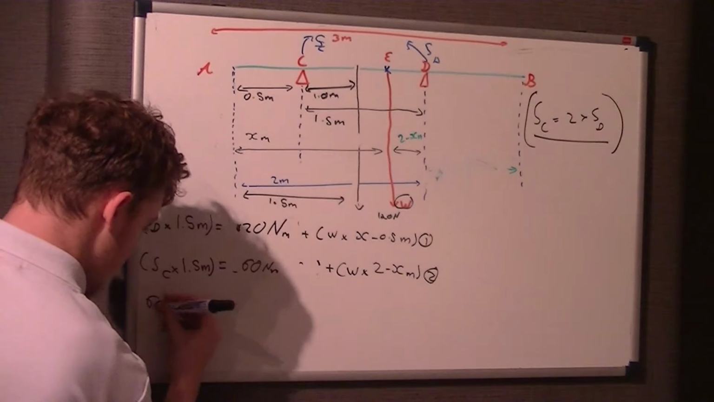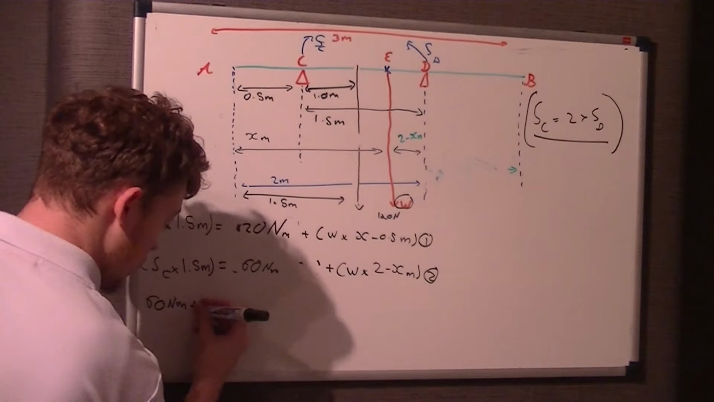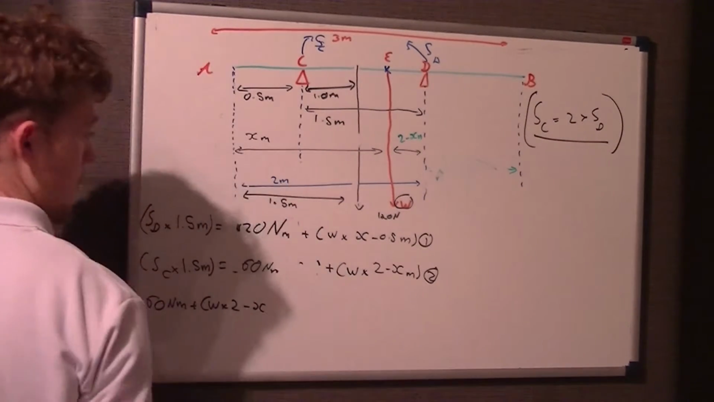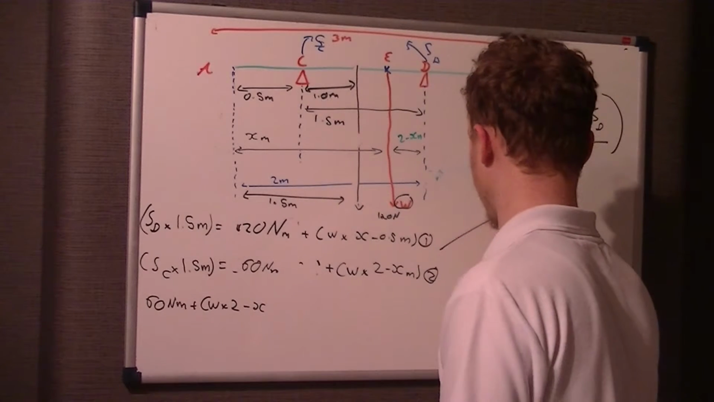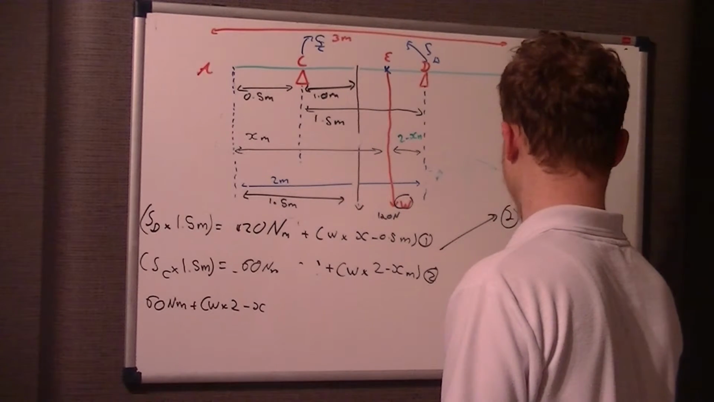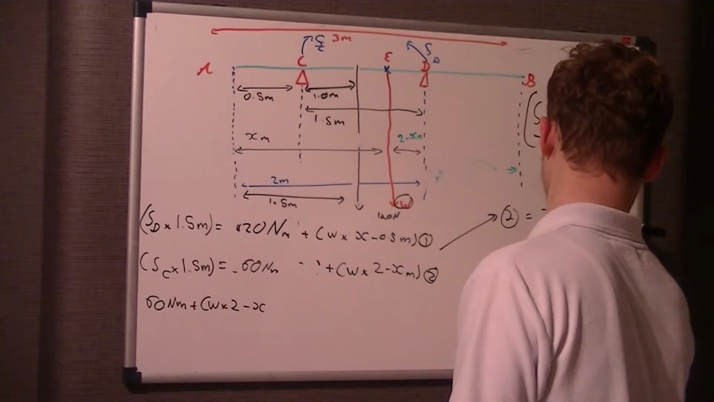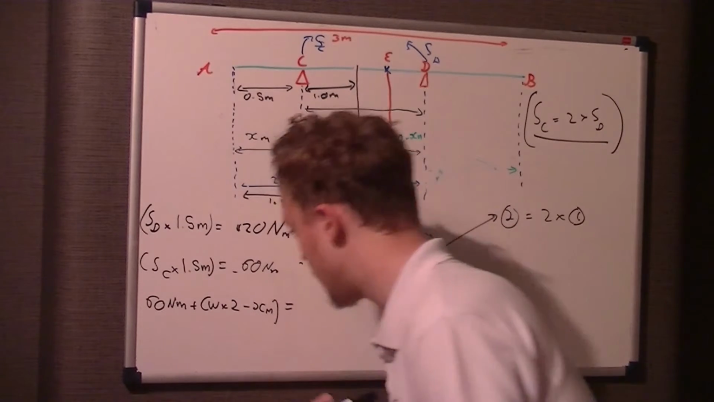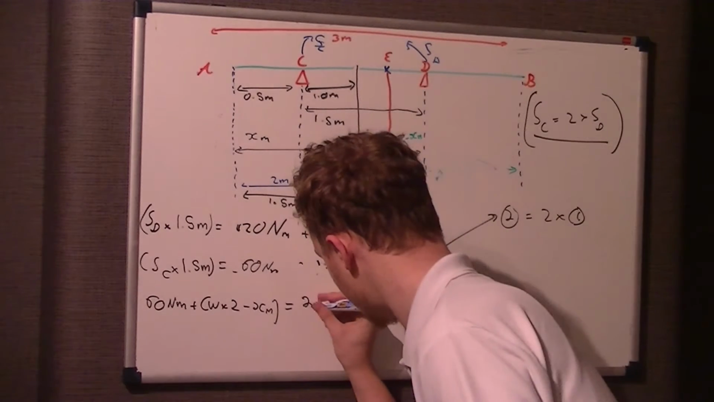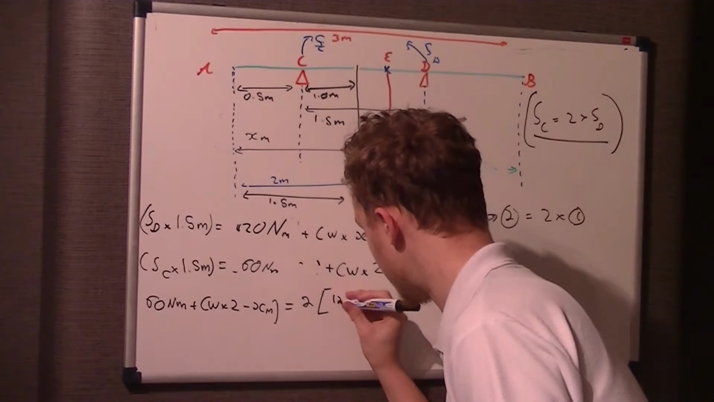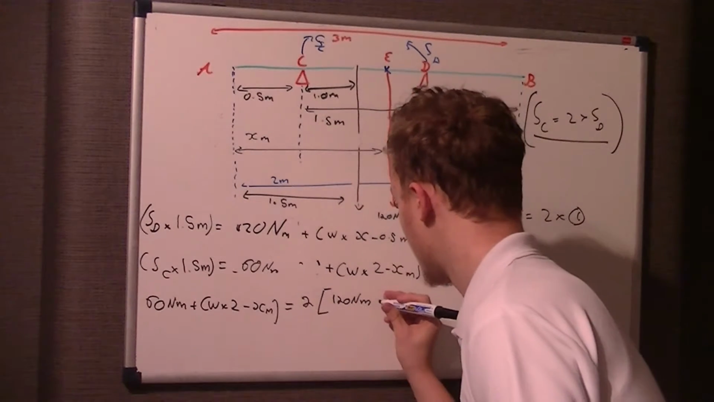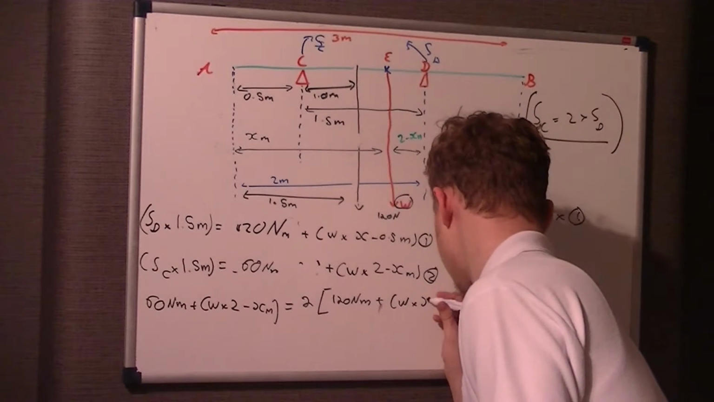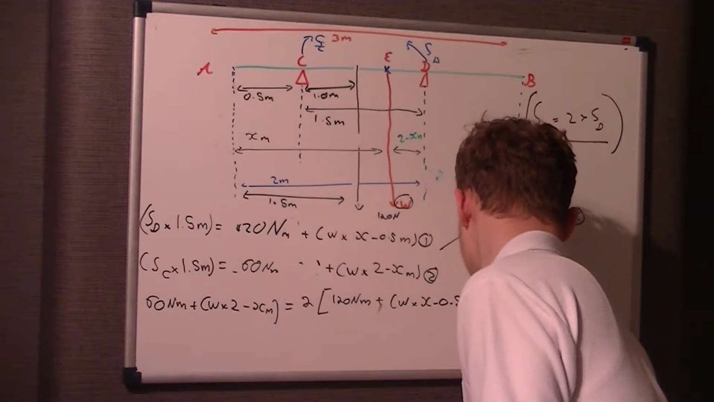So you could just do 60 Newton meters plus W times 2 take X, which I'm just writing out as equation 1. So if I put this in a number 1 form, number 2 is equal to 2 times number 1, which actually makes sense, but I'm talking in terms of equations here. 2 take X meters, and that's equal to 2 times, now I'll put this in square brackets, 120 Newton meters plus W times X take 0.5 meters. Okay?